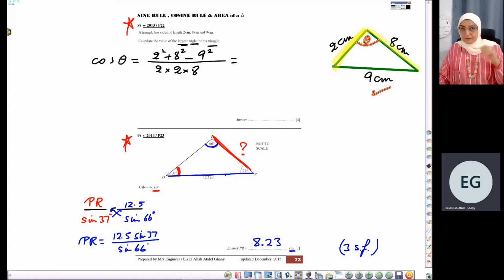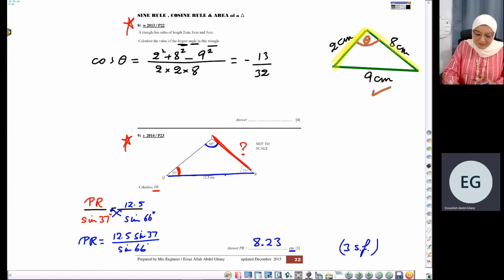It should be 0 point something. It could be positive, then it's acute. It could be negative, then it's obtuse. Cosine rule is not deceitful like the sine rule. Use the fraction button and write 2 squared plus 8 squared minus 9 squared in the numerator, and then denominator divided by 2 multiplied by 2 multiplied by 8. It will be negative 13 over 32. Better to write it as a fraction instead of rounding it, because fraction is exact. Say it, fraction is exact.